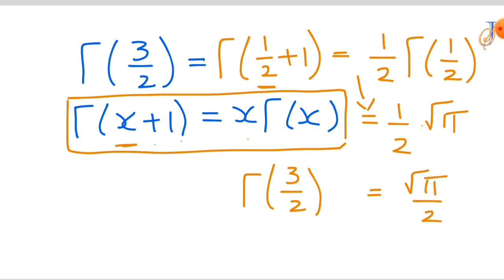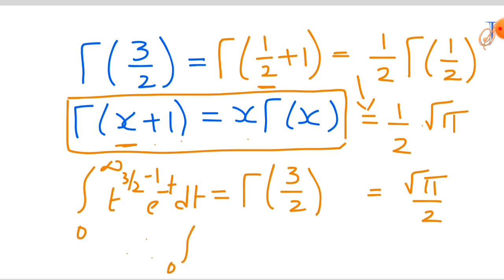So gamma of 3 by 2 is nothing but the integral from 0 to infinity of t power 3 by 2 minus 1 e power minus t dt. The value is root pi by 2. Therefore, the integral from 0 to 1 of the square root of minus ln x dx has the value root pi by 2.